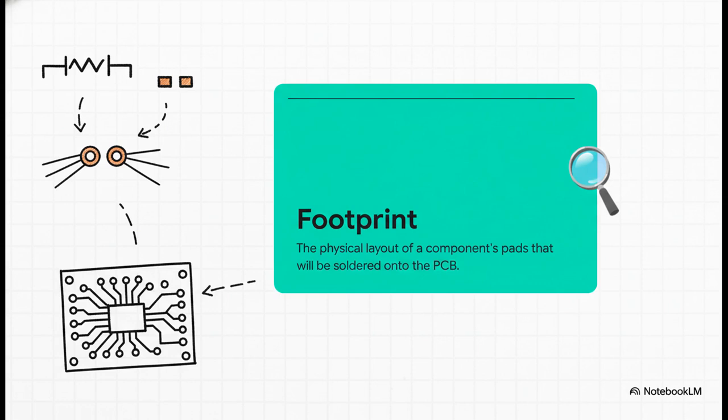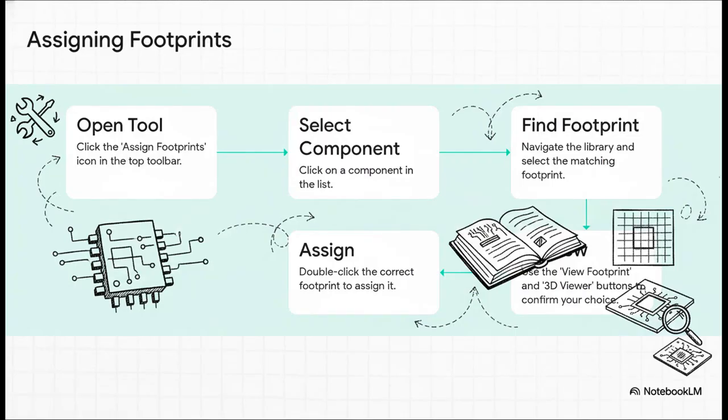Think of it like this. Your schematic might have the symbol for a resistor, but the footprint tells KiCad the actual physical size and shape of that resistor. It's the pattern of copper pads that you'll actually solder the part onto. Getting this right is absolutely crucial. So, assigning footprints is pretty straightforward. You open up the tool, you pick a component from your list, and then you just browse through KiCad's massive library to find the one that matches.